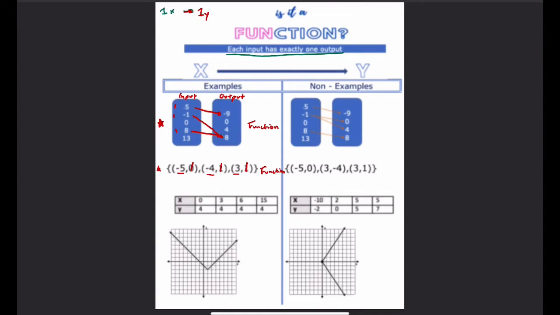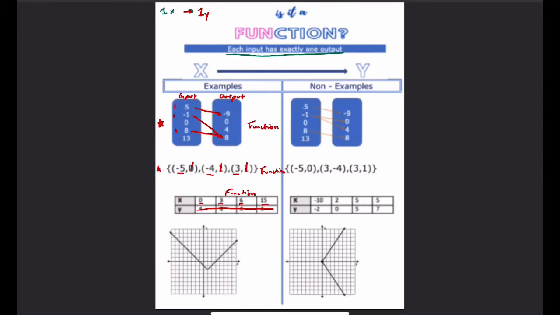Same thing with the table. We want to cross out our y's. The photo is a little bit blurry, but this bottom part of the table is our y's. Let's cross those out and see if our x's repeat. 0, 3, 6, 15. This here is a function.